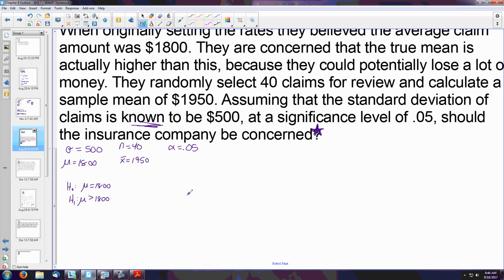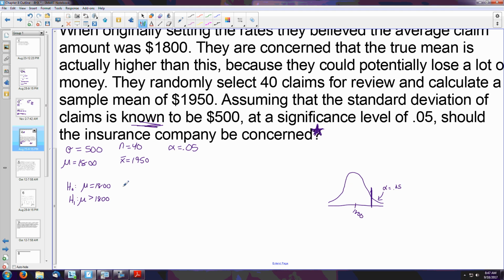So once you have your null and alternative hypotheses set up, take a moment and sketch your normal curve. The mean of 1800 is in the center, and we call this a one-tailed test. Greater than means it's on the right side. Greater than is on the right, less than is on the left. Two-tailed is split amongst both of them. If alpha is the area in the tail, and this is only one-tailed, that means that this region is an area of 0.05.